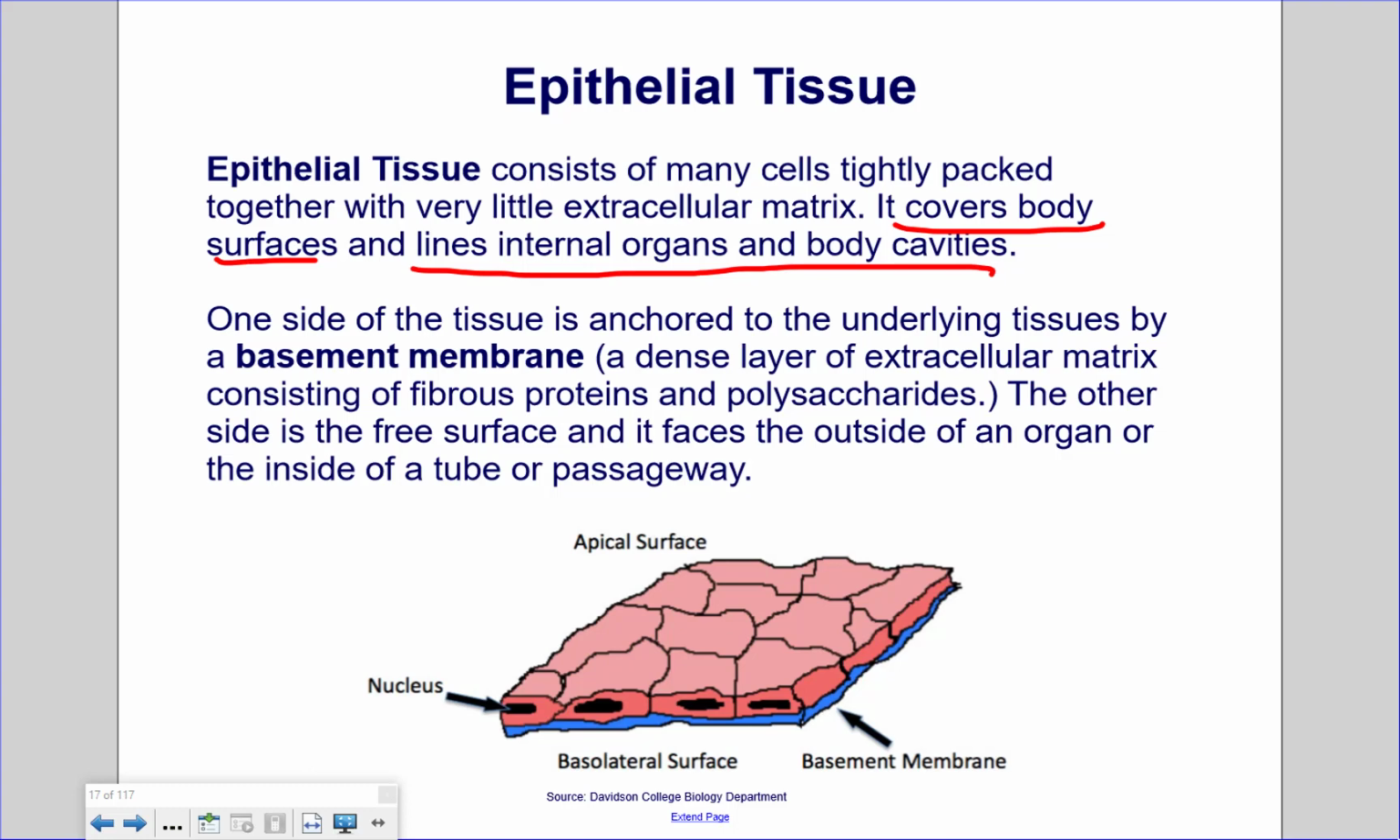The other side is the free surface, and it faces the outside of an organ or the inside of a tube or passageway. In this diagram, the apical surface, that is the free side. So in the case of skin, that would be the side of the skin that's facing the air. And each of these cells has a nucleus, and there is a basement membrane that anchors that epithelial tissue to tissues underneath it, some other kind of connective tissue.